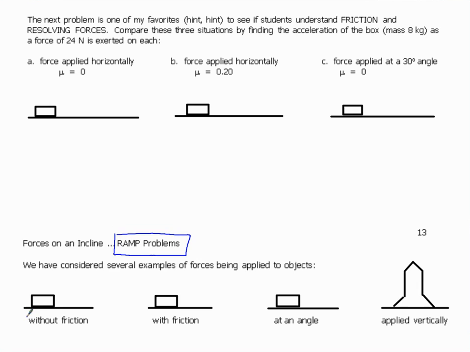So horizontal surface, here's an object without friction. There's a force exerted on it, and there is nothing opposing it, nothing in the opposite direction. In this one, we have a horizontal surface, and we have friction. So here's the force pushing, and the friction is acting in the opposite direction.